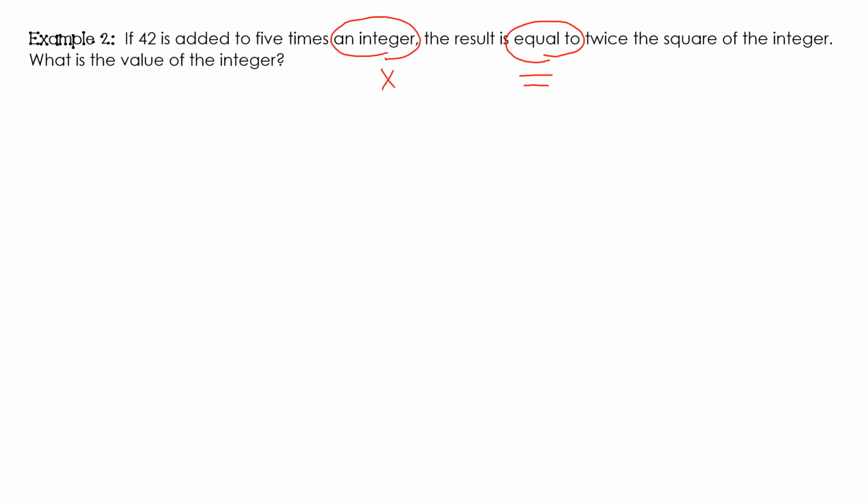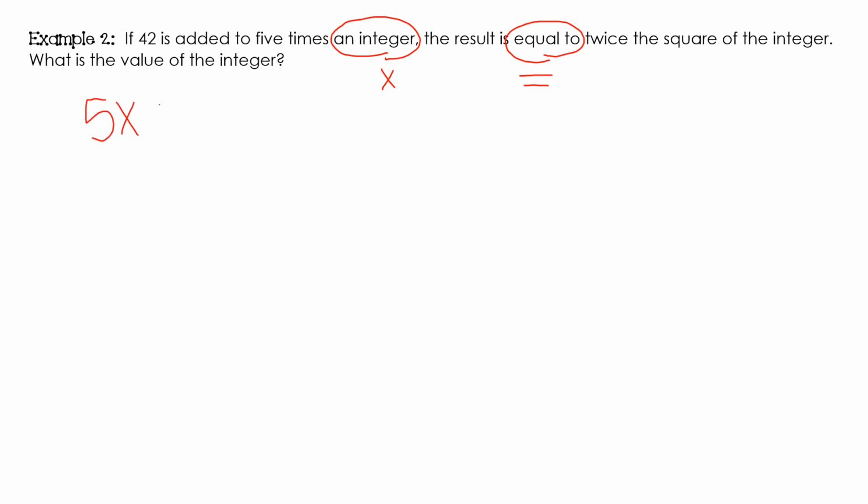Again, we don't know the integer, so we're going to use x to define the integer. This is not saying 5 times the square of an integer, it's just 5 times an integer. So that would just be 5x.